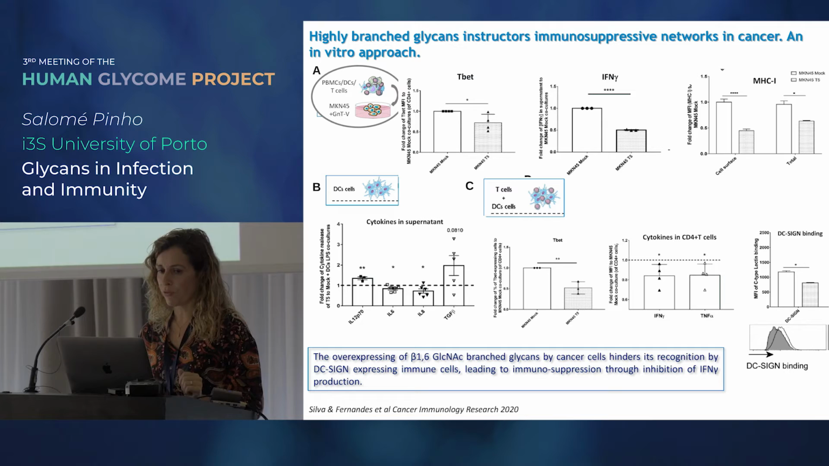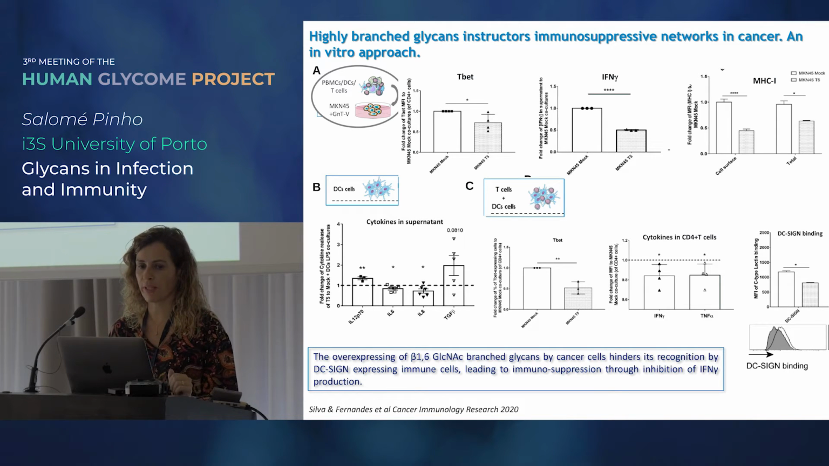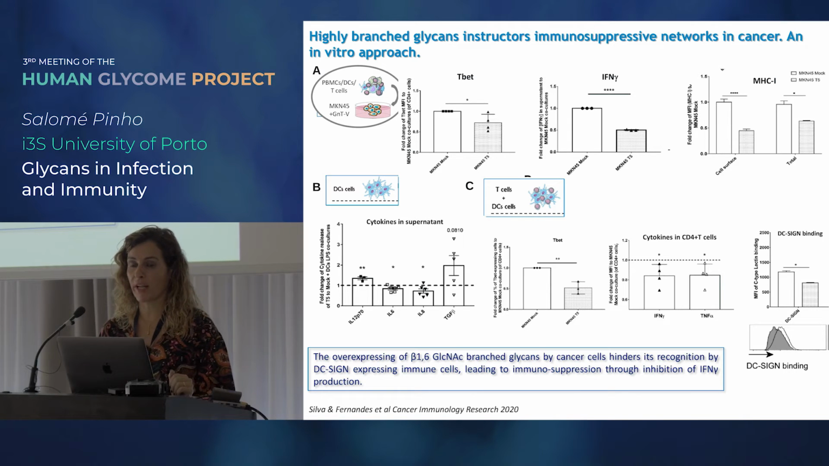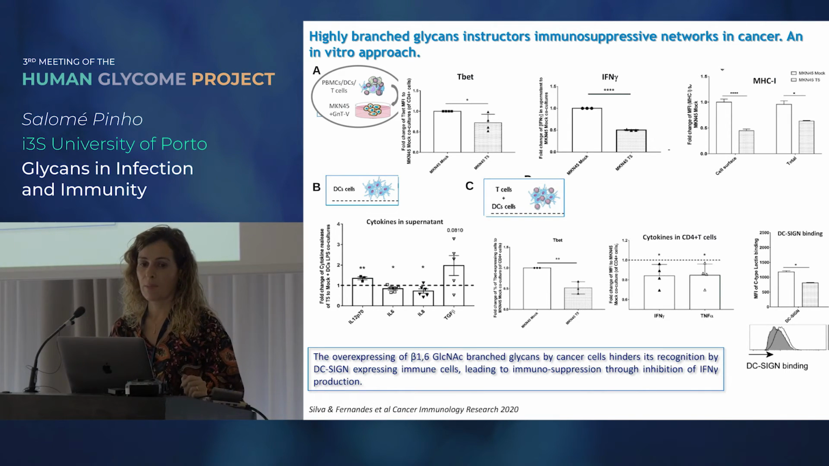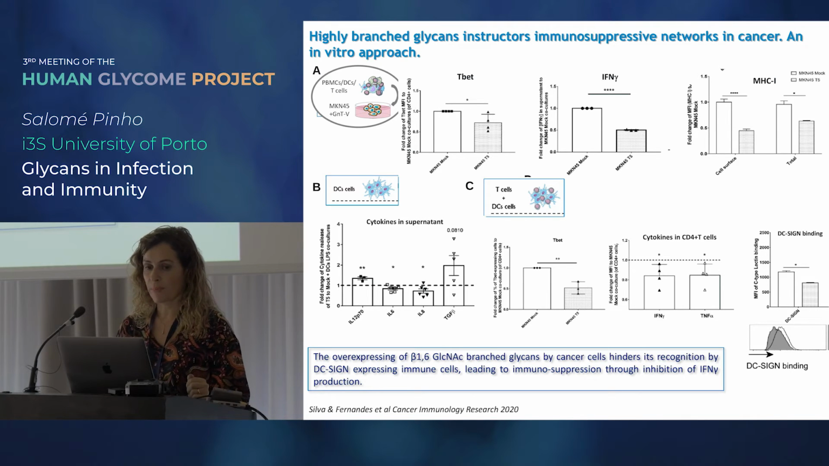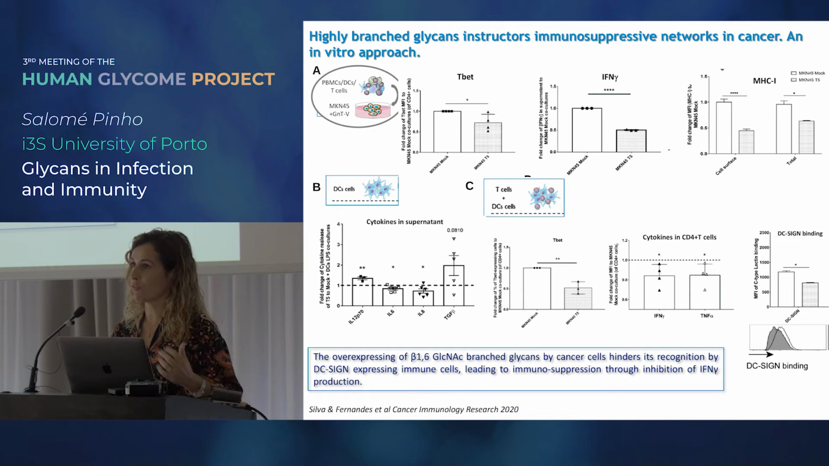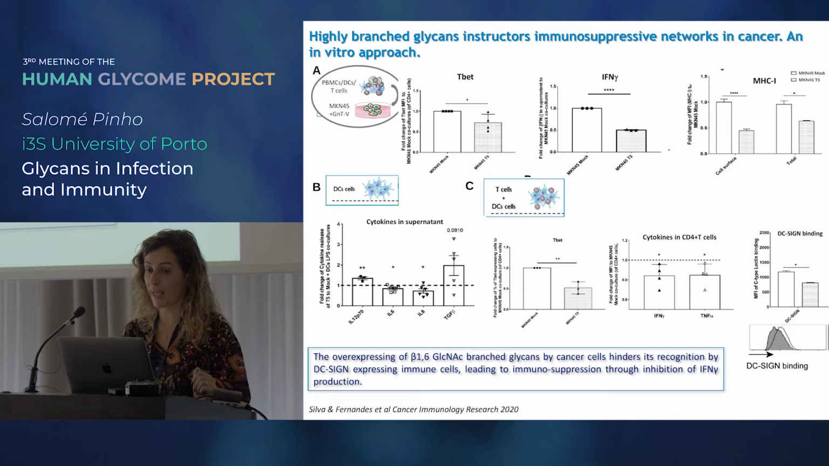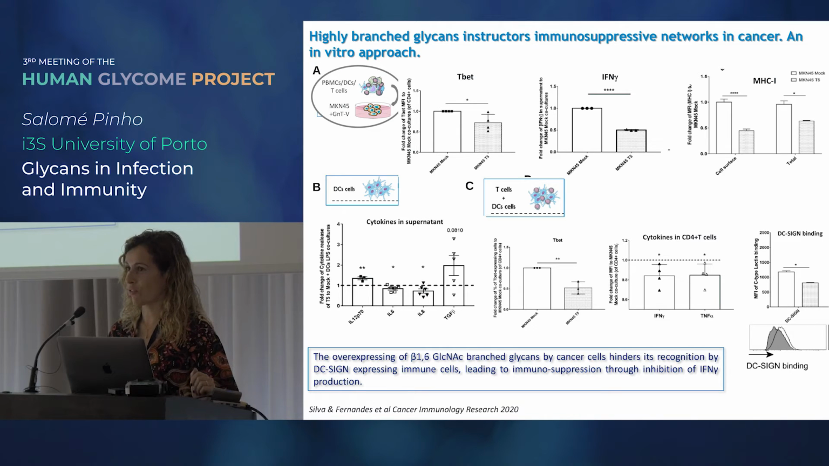To go a little bit deeper, we performed some very simple immune assays in which we took advantage of a gastrointestinal cancer cell line overexpressing the branched glycans, co-cultured with mononuclear cells, with PBMCs, dendritic cells, T cells. And actually, we found that when we co-cultured with PBMCs, when the cancer cells overexpressed the branched glycans, we observed a decrease in T-bet expression and a significant decrease in the release of this potent pro-inflammatory cytokine, which is interferon gamma. And curiously, we observed a significant decrease in the surface expression of MHC class 1 when the cancer cells overexpress the branched glycan, which is compatible with an immune escape strategy.